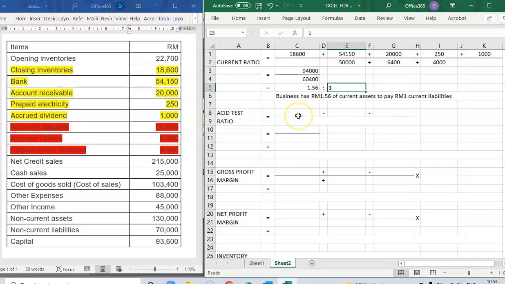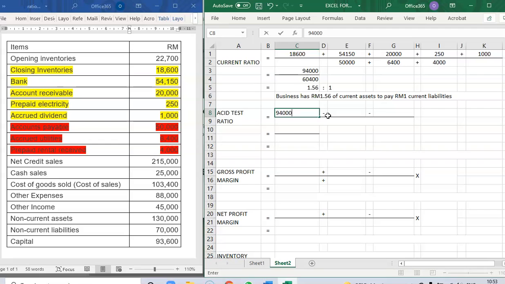Okay, then let's move on to the acid test ratio. You have already calculated that the total of current asset is 94,000. So you will use this data, 94,000.